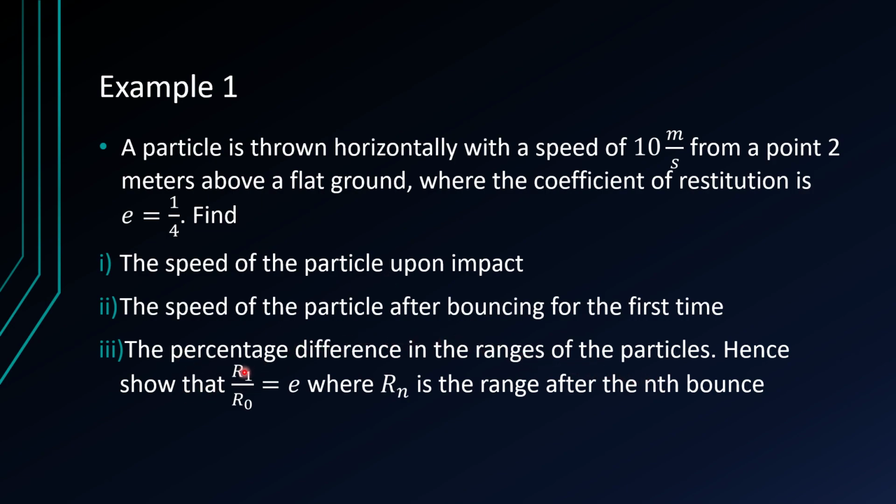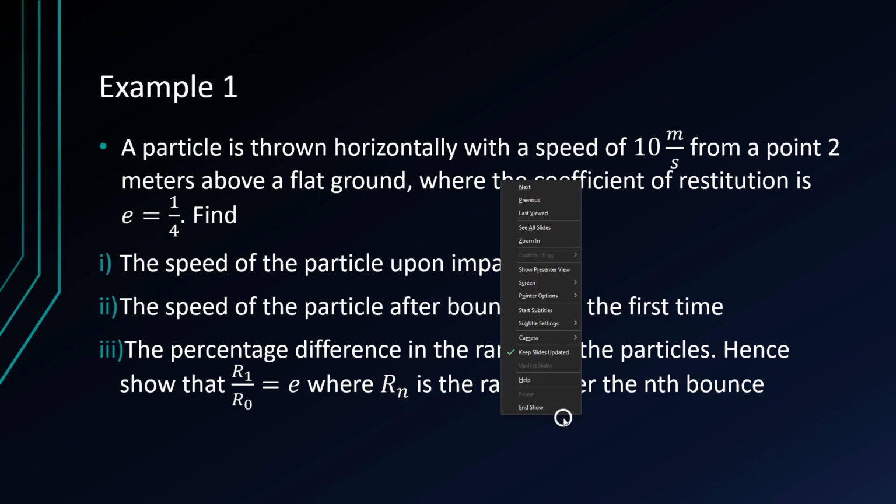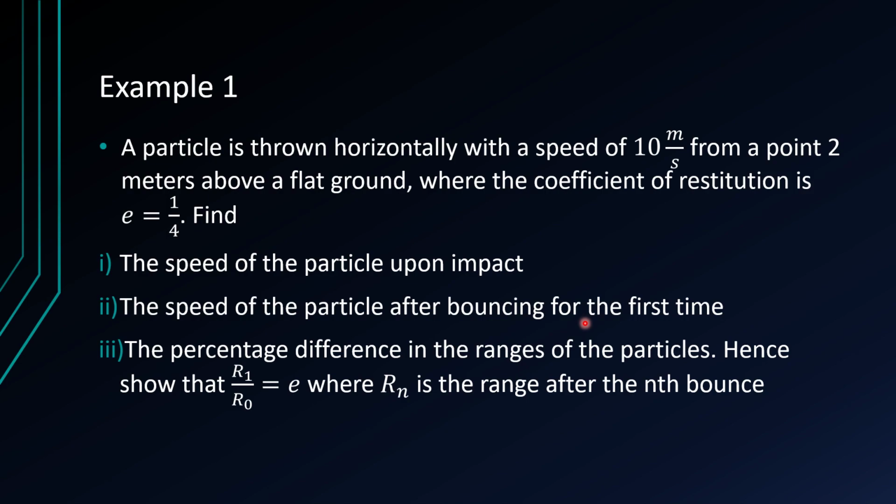Hence show that the ratio of the ranges is E, where Rn is the range after the nth bounce. So this is quite a difficult challenge, it's a challenging problem to think of. So when you're ready, you can have a stab at it and then come back for the solution.